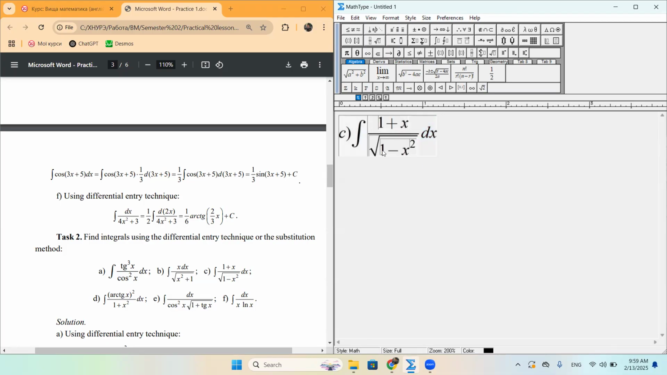If I differentiate this expression, I will receive minus 2x dx. And what do you think? Will only the differential entry technique be useful here, or do we need to use some other approaches besides differential entry?